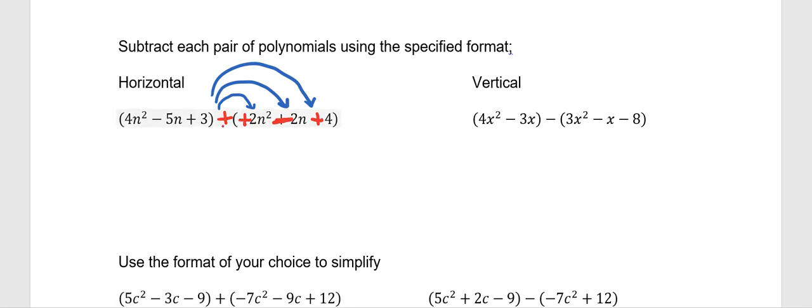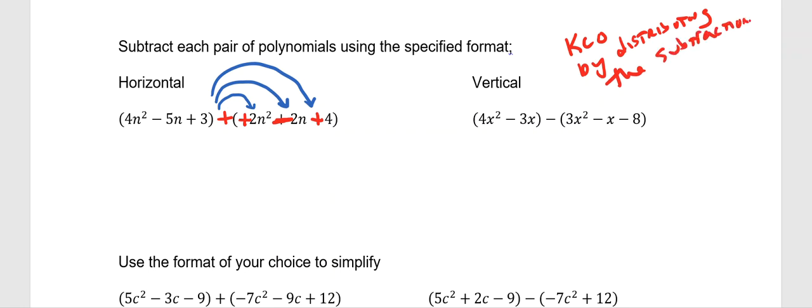And I actually like turning things into addition. It saves me the confusion that goes along with subtracting, particularly when the signs are not the same. Okay, so that's something that you might want to do, and I would strongly encourage you to do that. So I would consider using basically the equivalent to KCO, keep change opposite, by distributing the subtraction sign. And then you can just simply add.